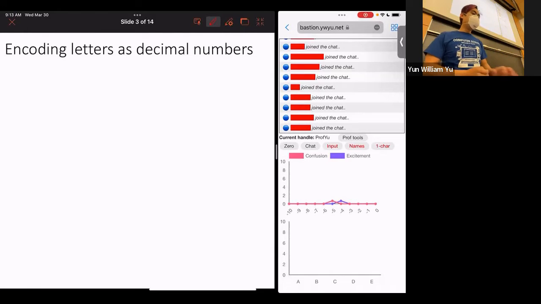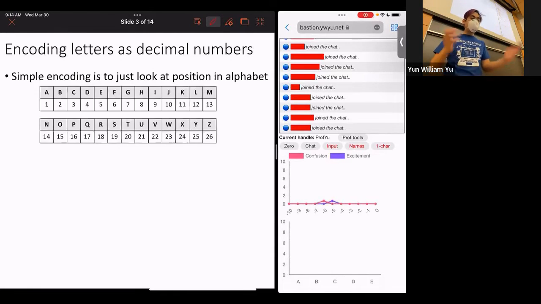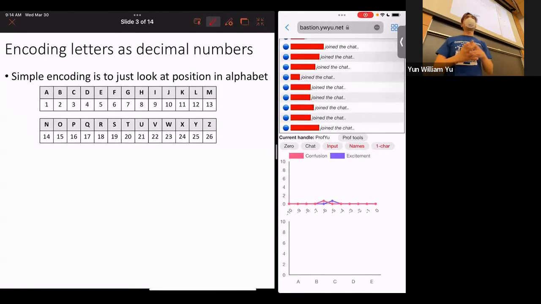You could just do a very simple encoding. A, B, C, D, E, F, G would be 1, 2, 3, 4, 5, and so on, all the way through 26. This is a fairly simple encoding, but it gets the job done, right?